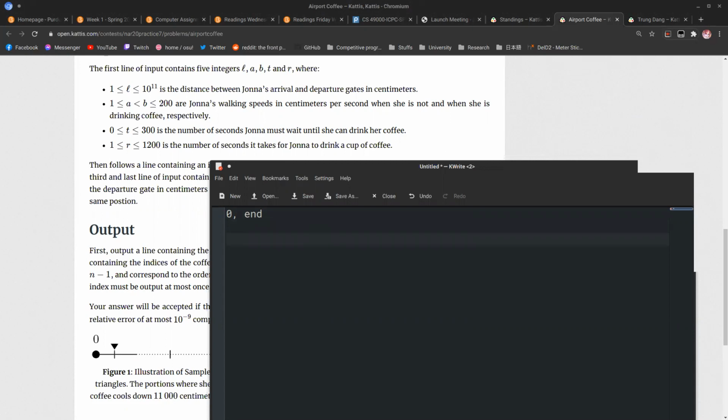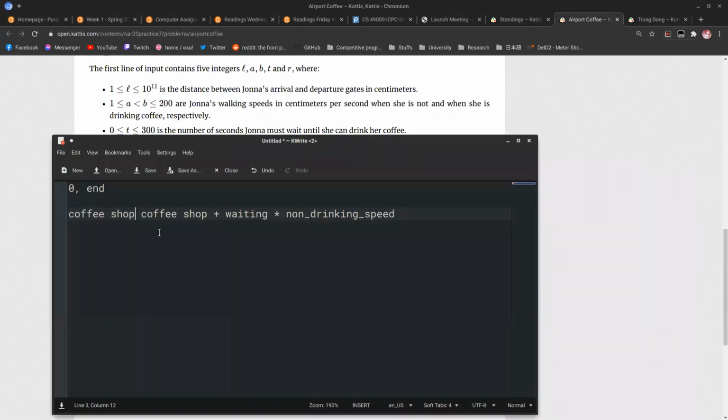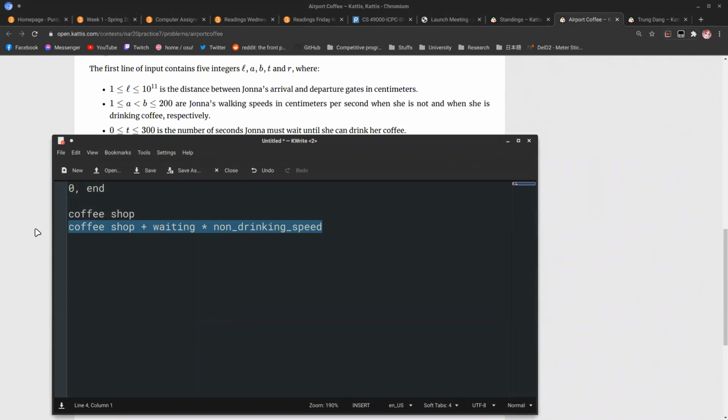And then for each coffee shop, there are three important positions. The first one is the position of the coffee shop. The second one is the position where, if you buy a cup from that coffee shop, you will start drinking it. That means the coffee shop position plus waiting time times the non-drinking speed. So this position is where you will start drinking coffee if you bought a coffee from this coffee shop.